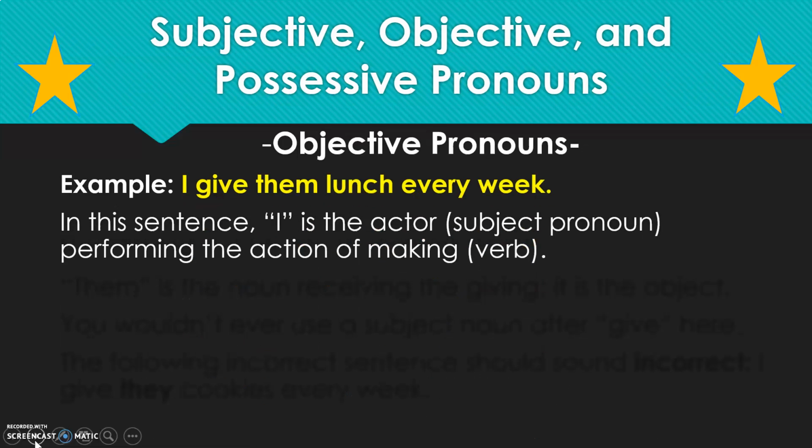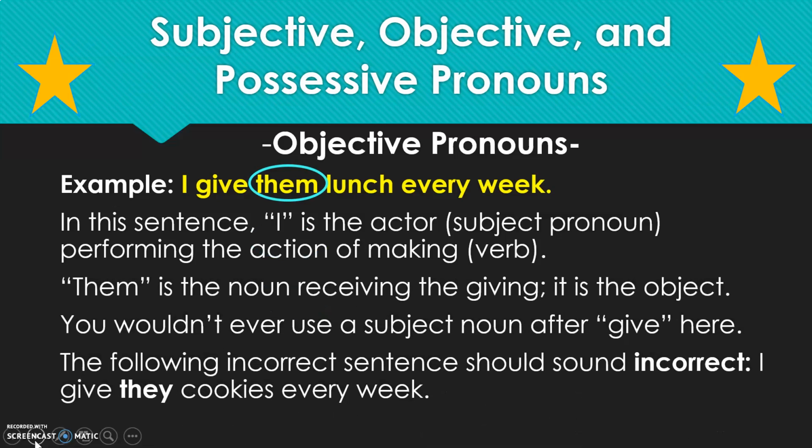The example sentence, I give them lunch every week. In this sentence, I is the subject pronoun performing the action of the giving verb. So there are 2 pronouns here. I and them are pronouns, but we're looking for the objective pronoun, and that would be them. So we're going to circle them in the sentence after we write it. Them is actually receiving the giving. It is the object. You wouldn't ever use a subject noun after give here.